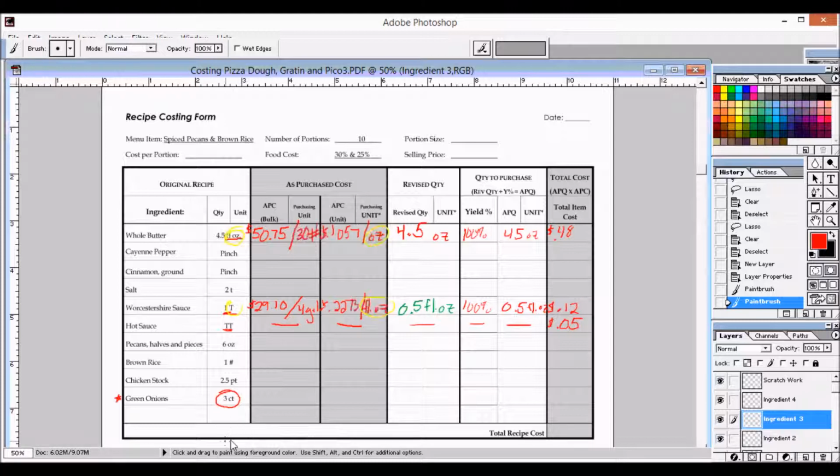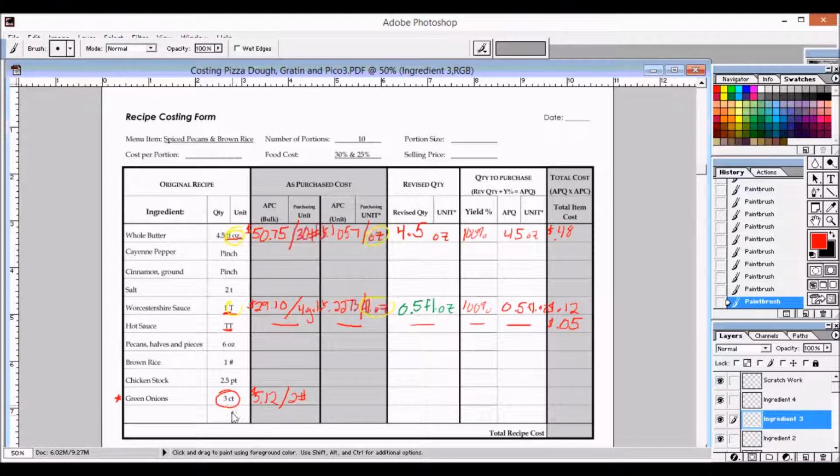So I'm going to go find my price for green onions, and I look that up, and I find that I can get some green onions for about $5.12 for 2 pounds worth. Okay, so that's not too bad. That's workable. We can deal with that.